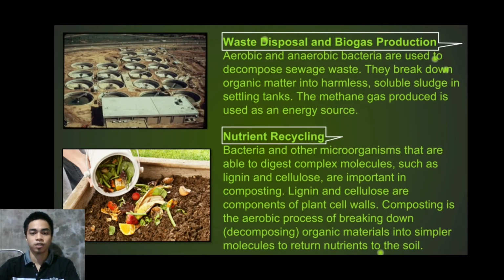And the last one is nutrients recycling. Bacteria and other microorganisms that are able to digest complex molecules such as lignin and cellulose are important in composting. Lignin and cellulose are components of plant cell walls. Composting is the aerobic process of breaking down organic materials into simpler molecules to return nutrients to the soil.